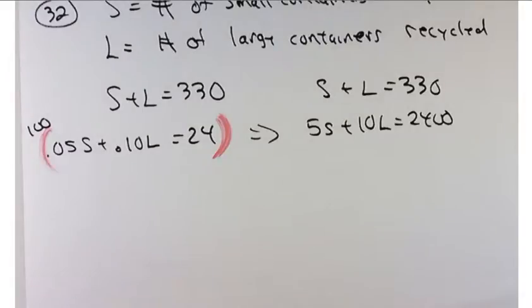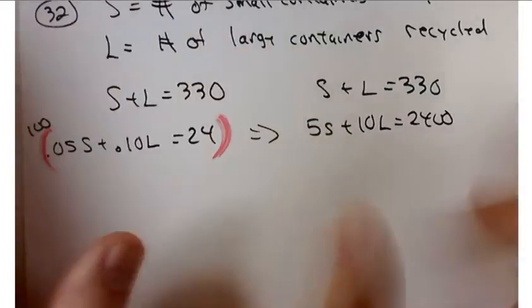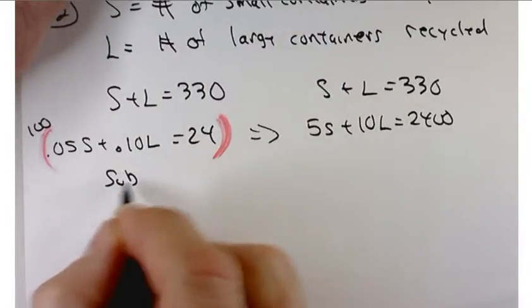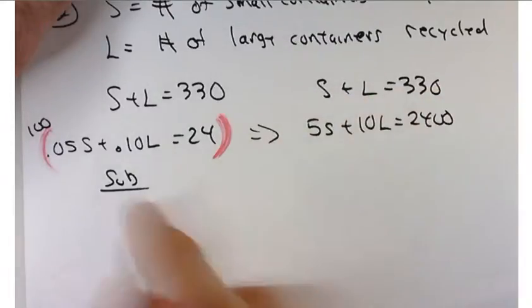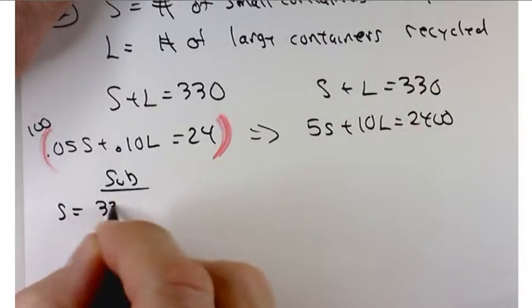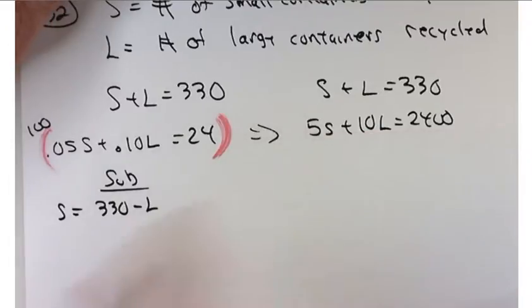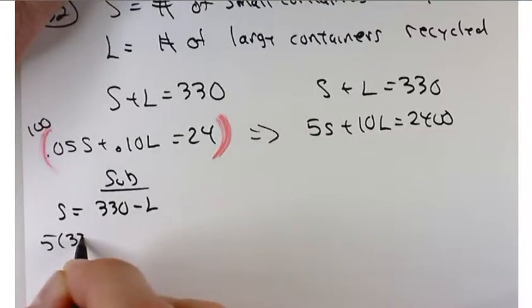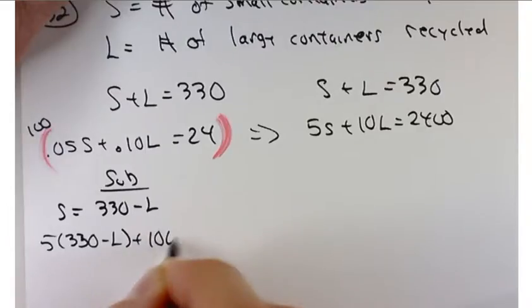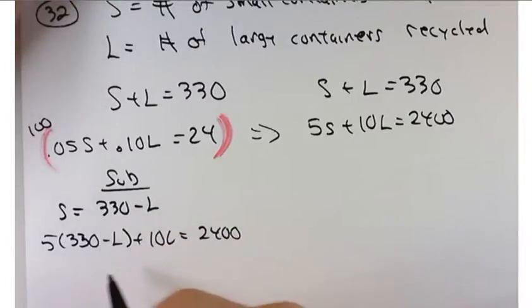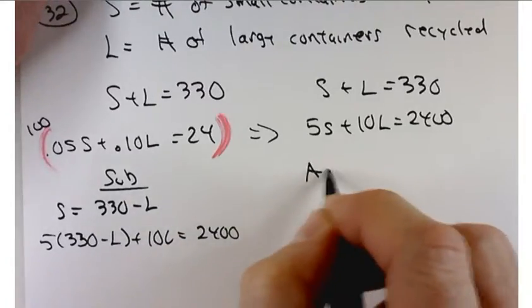On your exam, I'm going to give you 2 problems side by side. I'm going to ask you to solve one by substitution and one by addition. Other than that, on the exam, you're going to be free to solve these any way you want. If you're going to solve by substitution here, I'd move the L to the right-hand side and get S equals 330 minus L, and then substitute that expression into the other equation. So it'd be 5 times (330 minus L) plus 10L equals 2400, and then solve. That's by substitution.